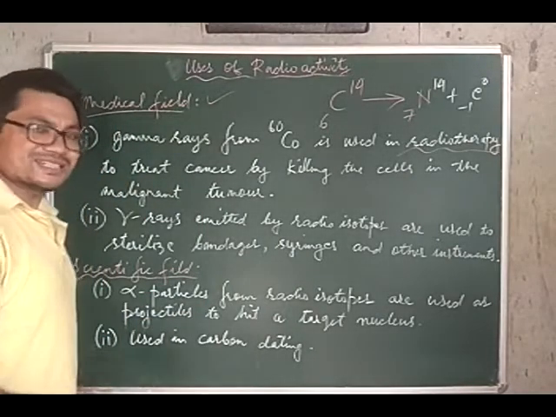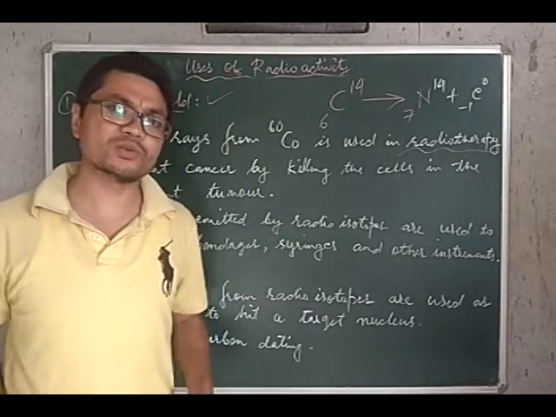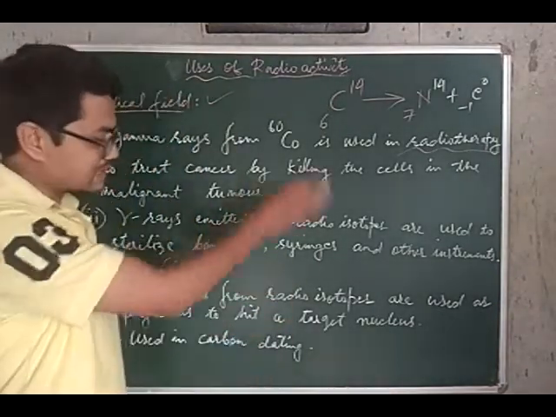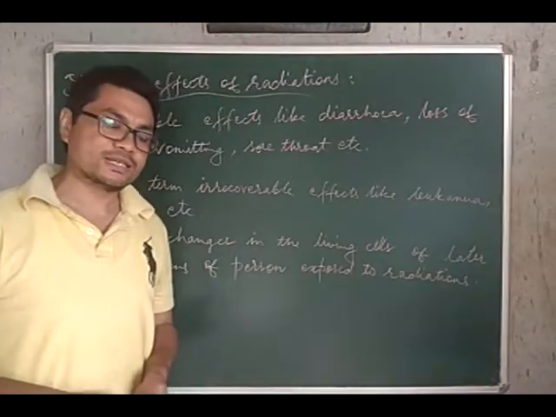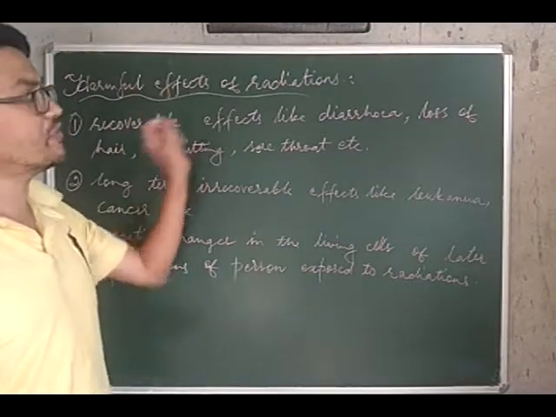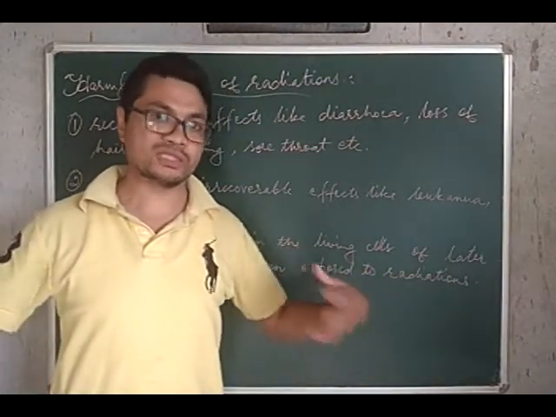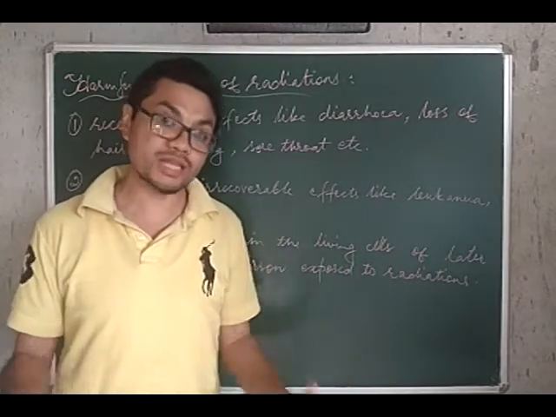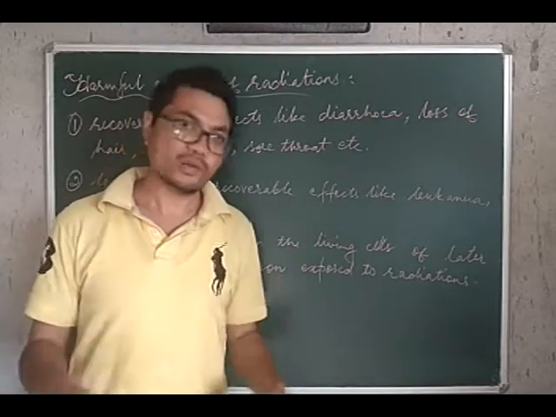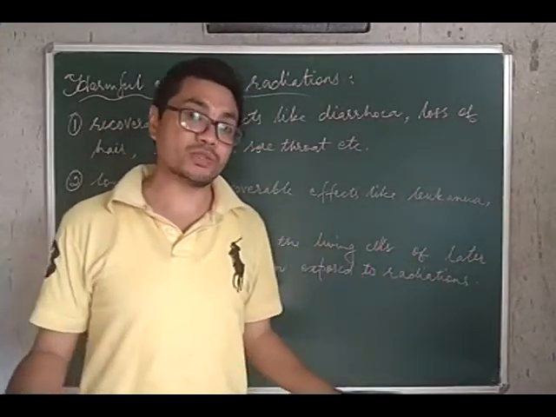So basically these are the uses of radioactivity. You have some industrial uses also, but if you study this much, I think it will be more than enough. Let us now, class 10, discuss the harmful effects of radiations. Too much exposure to alpha particles, beta particles and gamma radiations is dangerous for us, especially exposure to gamma radiations.